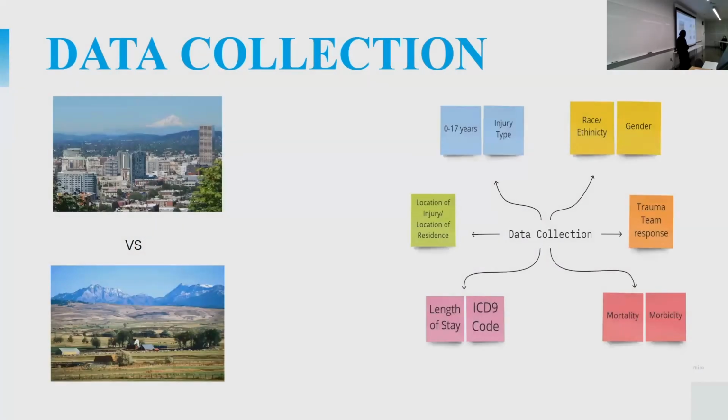We defined urban areas as those less than 10 miles from the center of the city with 40,000 or more residents, and rural areas as those at least 10 miles from the center of the city with 40,000 or more residents. This figure right here is the variables that we collected from the Oregon Trauma Registry. So we included age, injury type, race, ethnicity, gender, morbidity, mortality, etc., and the location of injury.